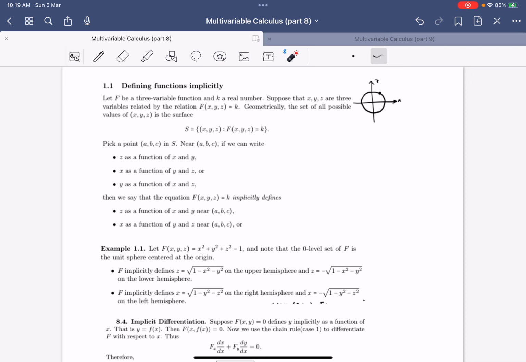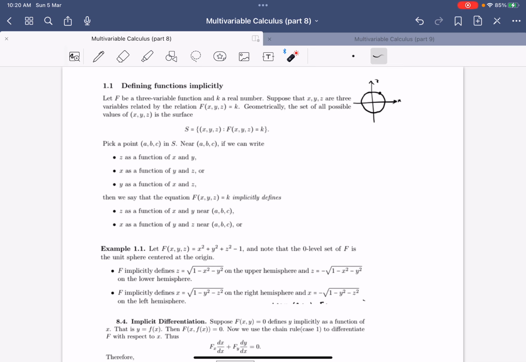We have the same idea now with multiple variables. We want z equals to something g(x, y). But sometimes we're unable to do that, and so we create a relation in the same idea. We now take a big function that relates x, y, and z.